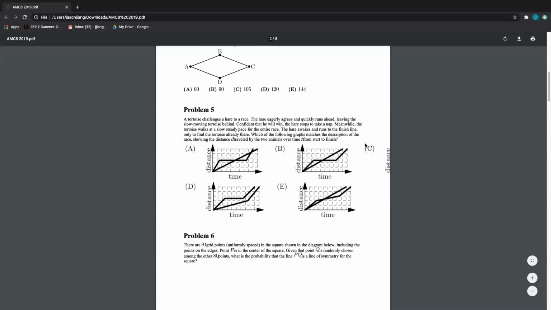So this graph got cut off, but it's not the right answer. I might switch to the other PDF after this, just because these answers are getting cut off.